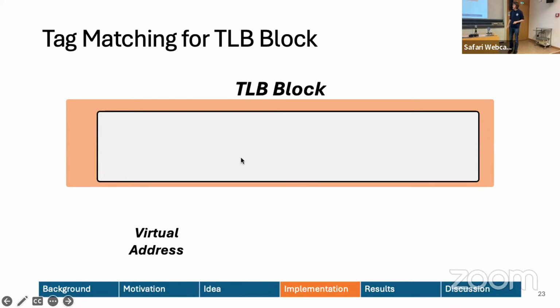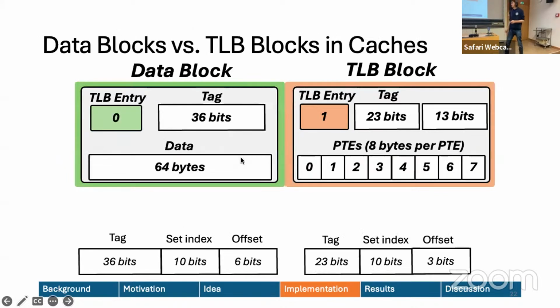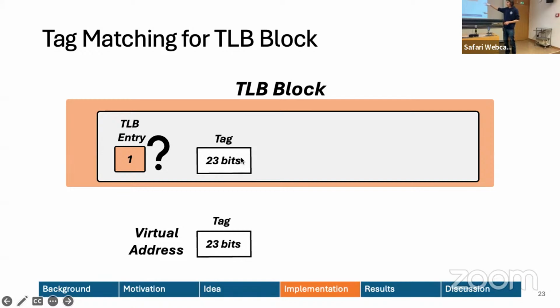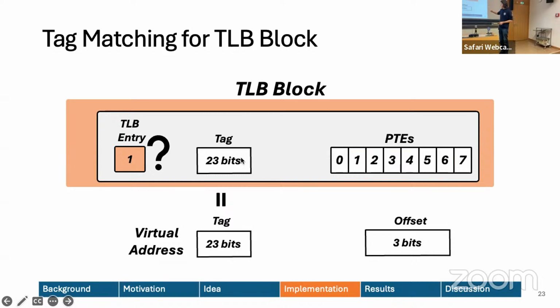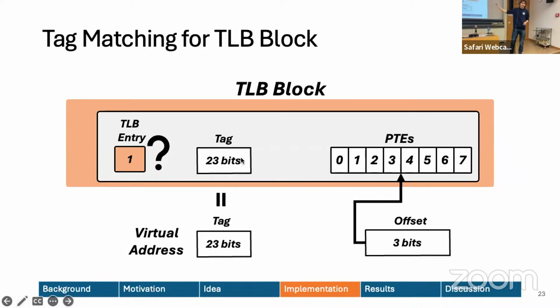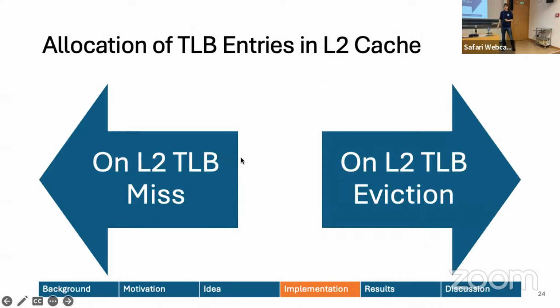So if we want to match a virtual address with a TLB block, the first thing we look at when doing tag matching is, is this a TLB entry? If yes, does the tag of the virtual address, so the first 23 bits, match with the tag in the TLB block? And then we know the offset, we take the correct PTE entry, and then offset into it, and then we know our address. Clear? Good.